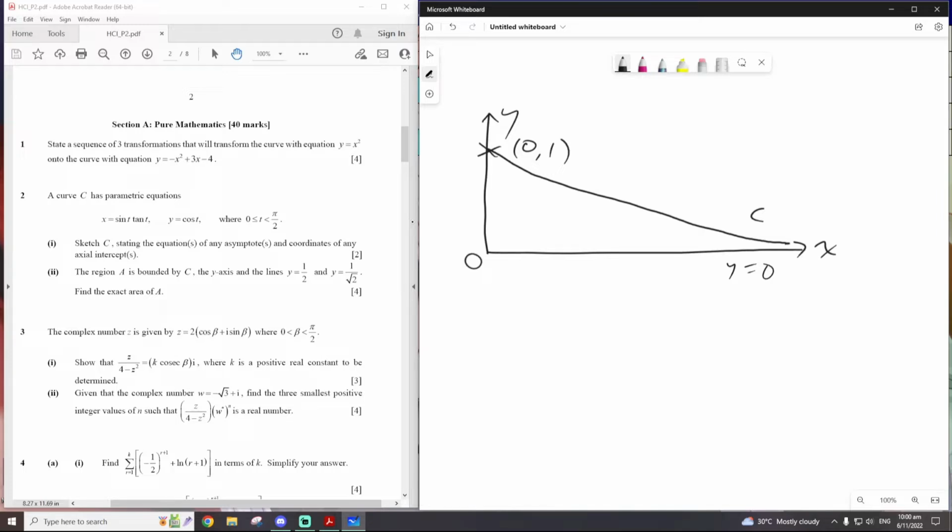Okay, so that's actually pretty much it. Maybe I should make the curve a bit clearer that it's approaching the asymptote. Yeah, that's about it for this curve.